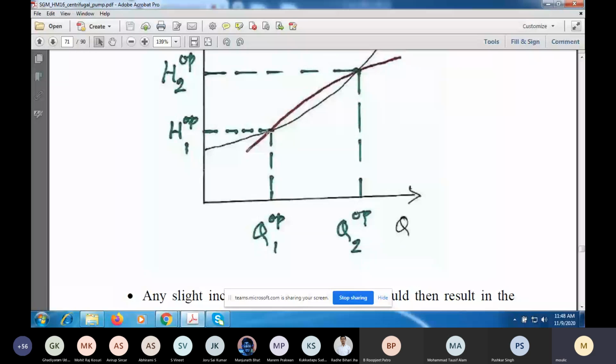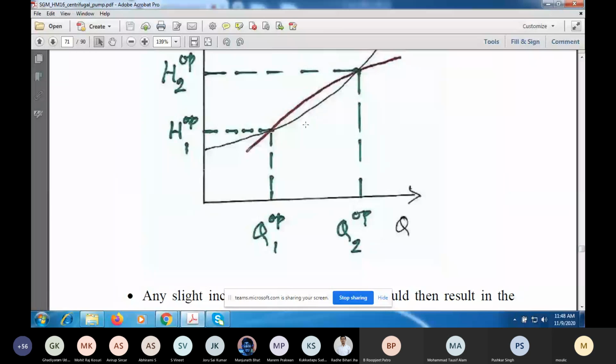Now suppose I open a valve momentarily and increase this Q operating, so I'm moving to the right of this point. Okay. Now what will happen? The pump head will rise. So there's an excess head now. If the pump head is more than the system head, it will tend to increase the flow rate further. So you will tend to move away from the operating point.